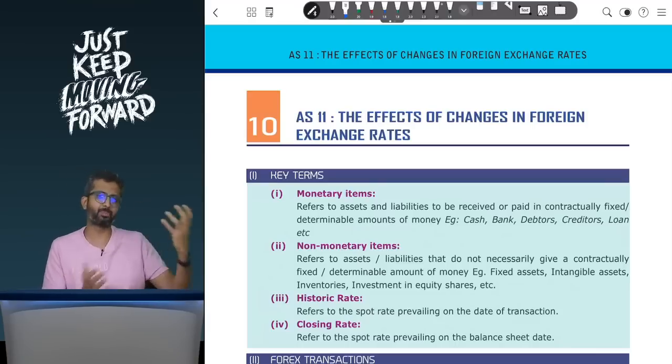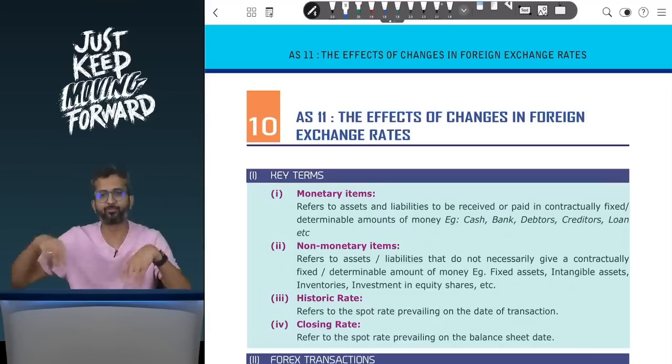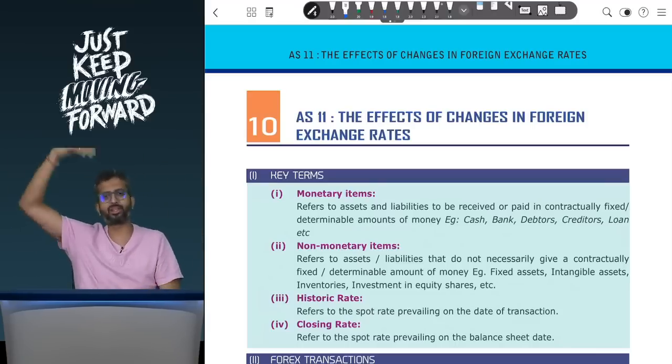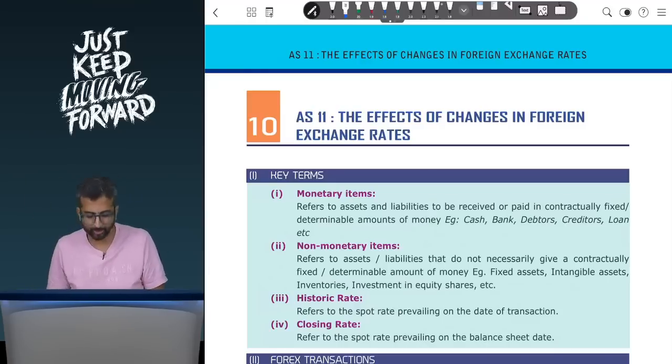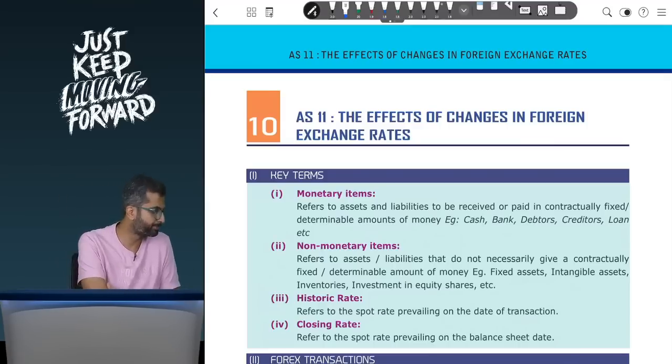Now first set means we have done from 1 to 10, let us say, then let's say 11 to 20, and then 21 to 29 and so on. So let us say we go to the second set of standards, which is starting with AS11, foreign exchange.